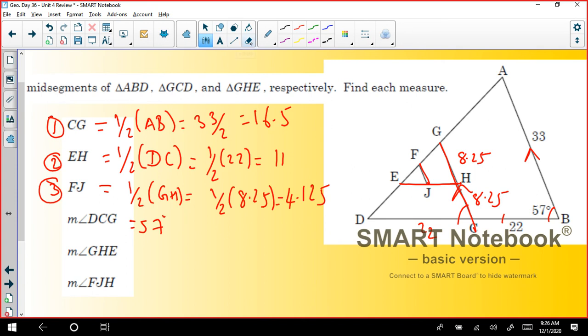Okay, let me erase a little bit for you all so that we can only concentrate on the angles now. We had these two parallel, so these two angles are congruent by the corresponding angle pair postulate. Now, to find GHE, this side is parallel to this side. So once again, these two angles are congruent. Angle GHE is congruent to angle GCD. So angle GHE equals 57 degrees.